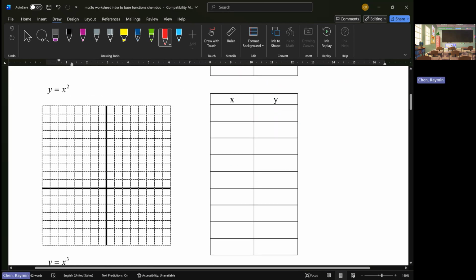y equals x squared. You should all know what this is from grade 10. In grade 10, this was known as the quadratic.